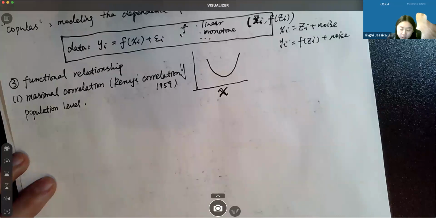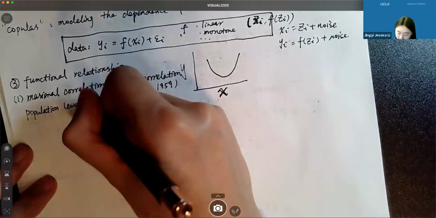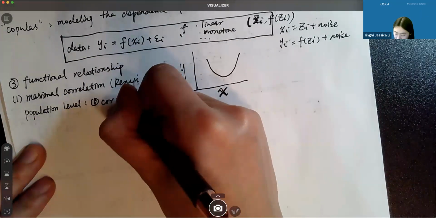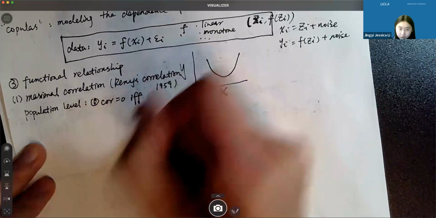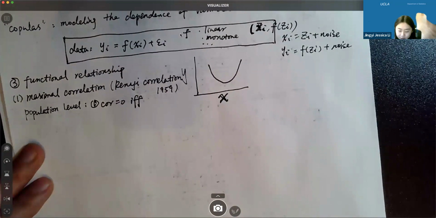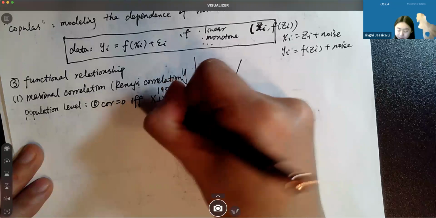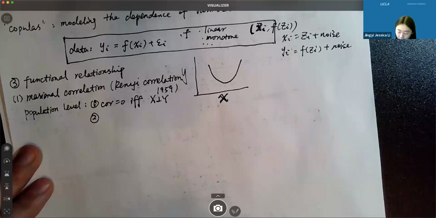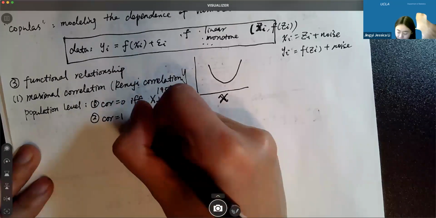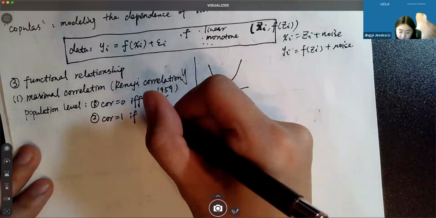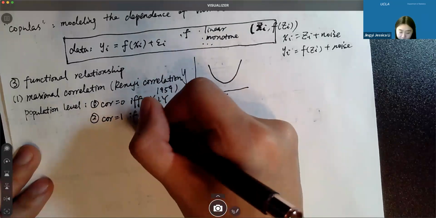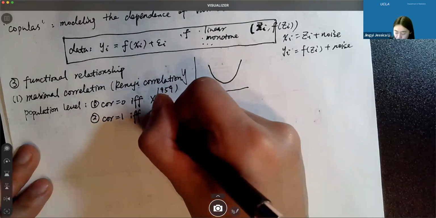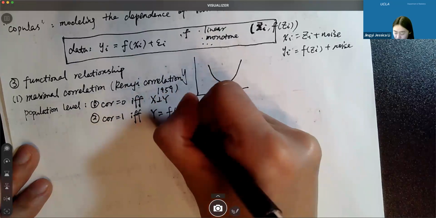we want the correlation to be 0 if and only if, we often write this in short as IFF, if and only if X and Y are independent, on the population level. And second, we want the correlation to be equal to 1 if, and it should be IFF, we can write Y as some function of X.